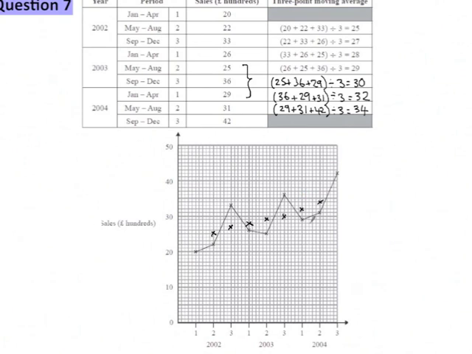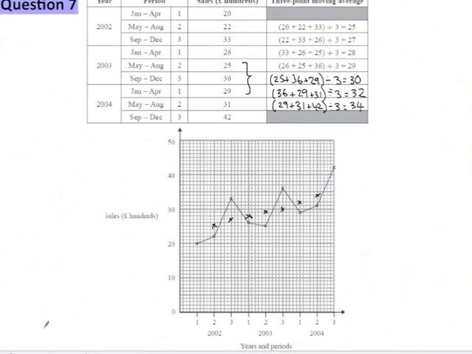Once you have drawn your 3-point moving averages, you can then draw in a trend line which will make it easier to identify the trend. So again, a trend line is a line of best fit through our moving averages, approximately there.